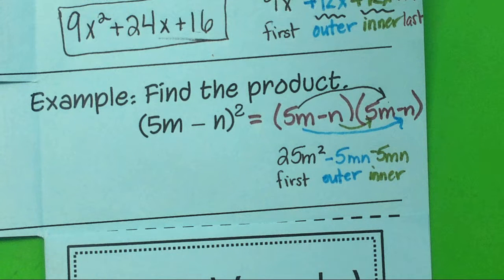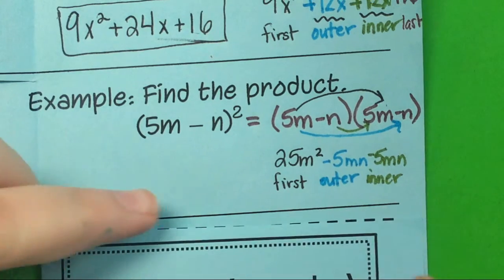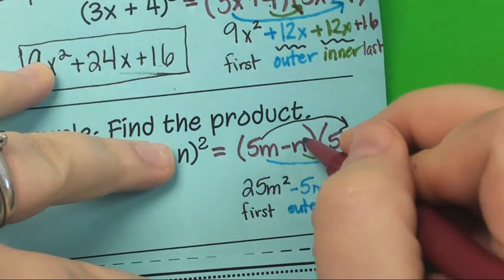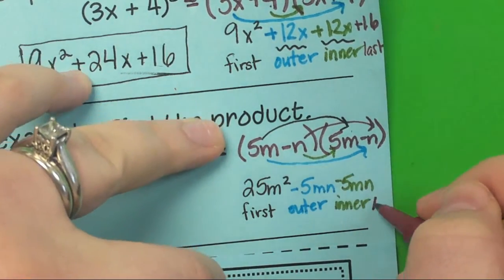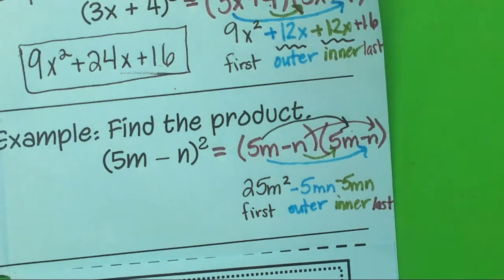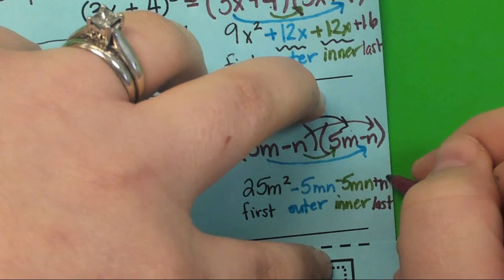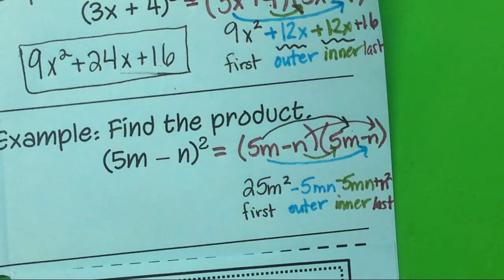And then what am I going to get for the last? Negative n times negative n is what I'm going to multiply. What am I going to get when I multiply? Positive n squared, because it's n to the first, you add your exponents, you get n squared.